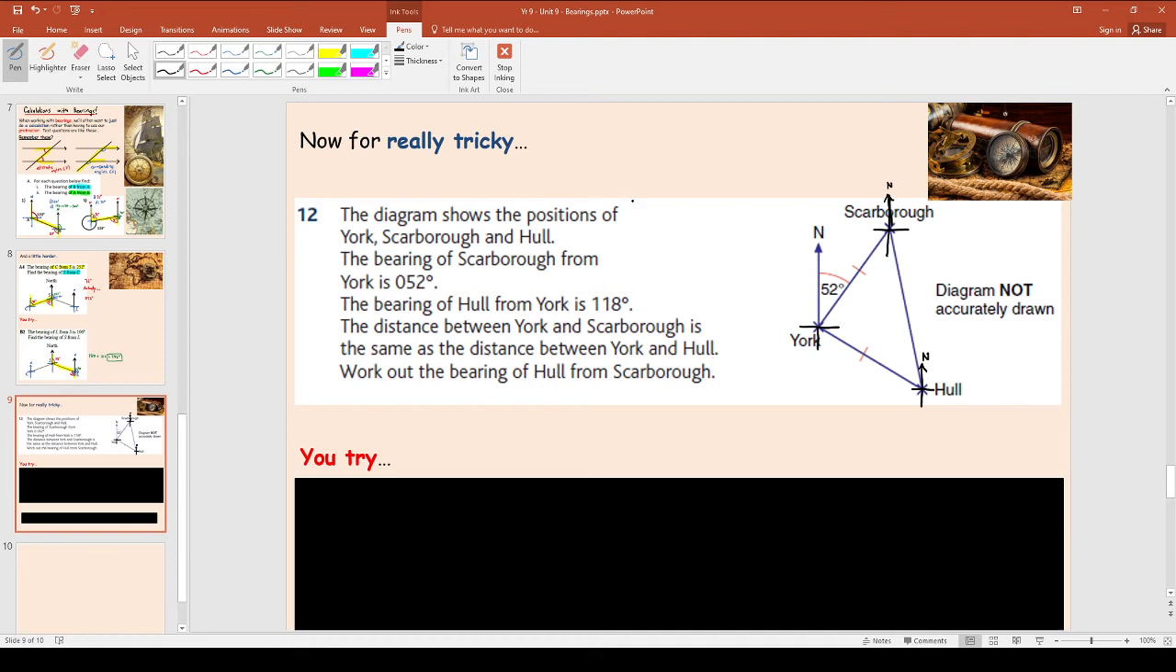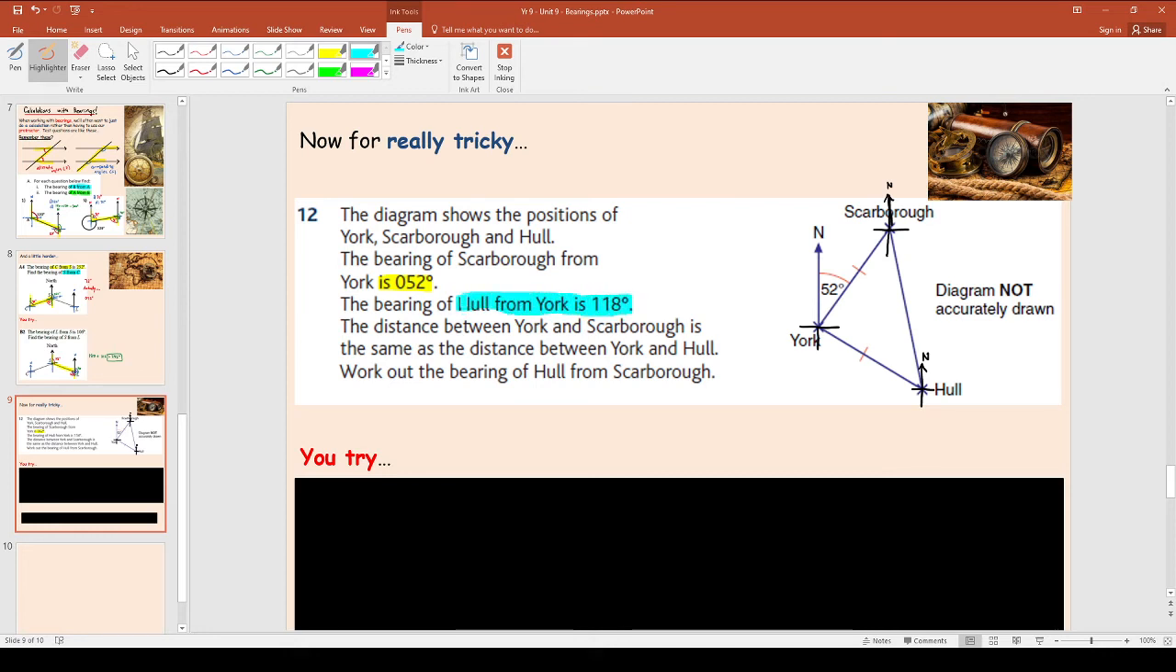Now, it says the bearing of Scarborough from York is 52 degrees. And that's that 52 there. And then I think the question is asking us to do... Oh, I haven't finished reading it actually. Okay, that's already used. And then the bearing of Hull from York is 118 degrees. So that's not on the picture, is it? They've not labeled that. Okay, so let's do this. I'll highlight it in blue. The bearing of Hull from York is 118.